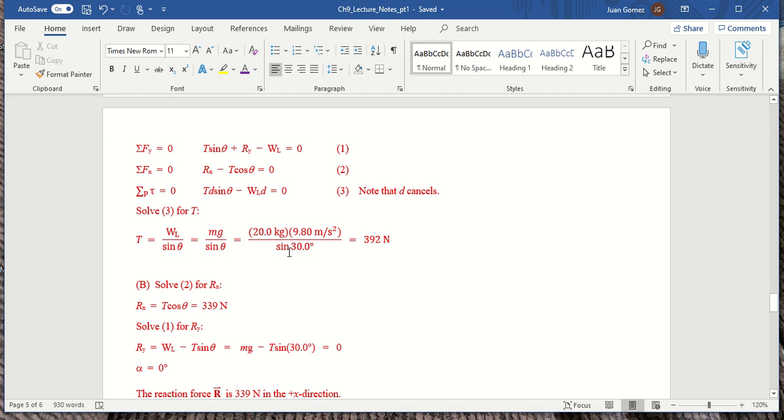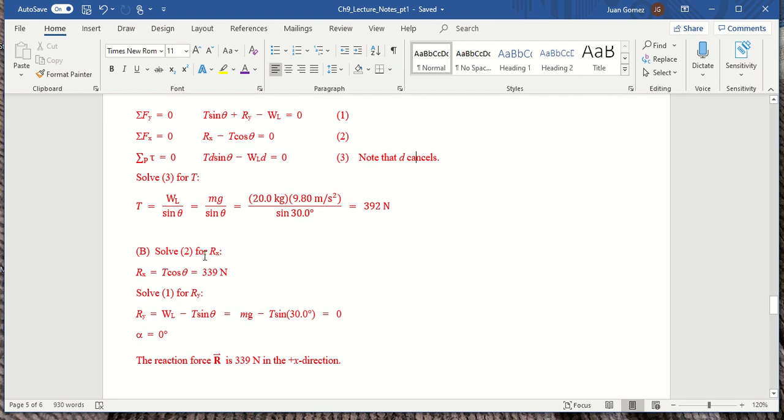So now once I get the tension force, I'm going to solve equation 2 for Rx. Well, Rx is clearly T cosine theta, which gives me 339 newtons. Then you go ahead and solve equation 1 for Ry. So again, this order. Sum of the force in the y equals 0, you get equation 1. Sum of the force in the x equals 0, you get equation 2. Sum of the torques equals 0, you get equation 3. 1, 2, 3. Then solve 3 for T, solve 2 for Rx, solve 1 for Ry. That never changes.